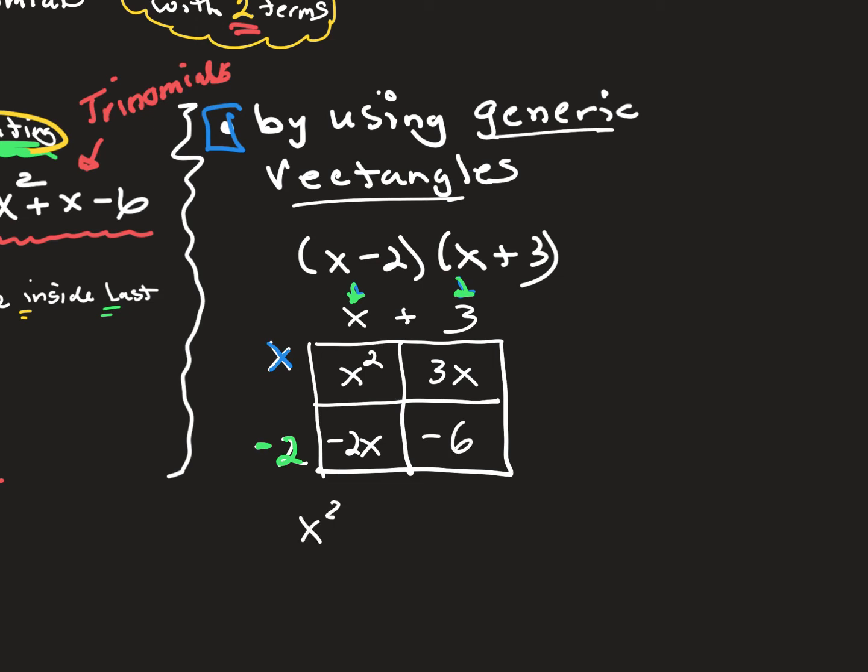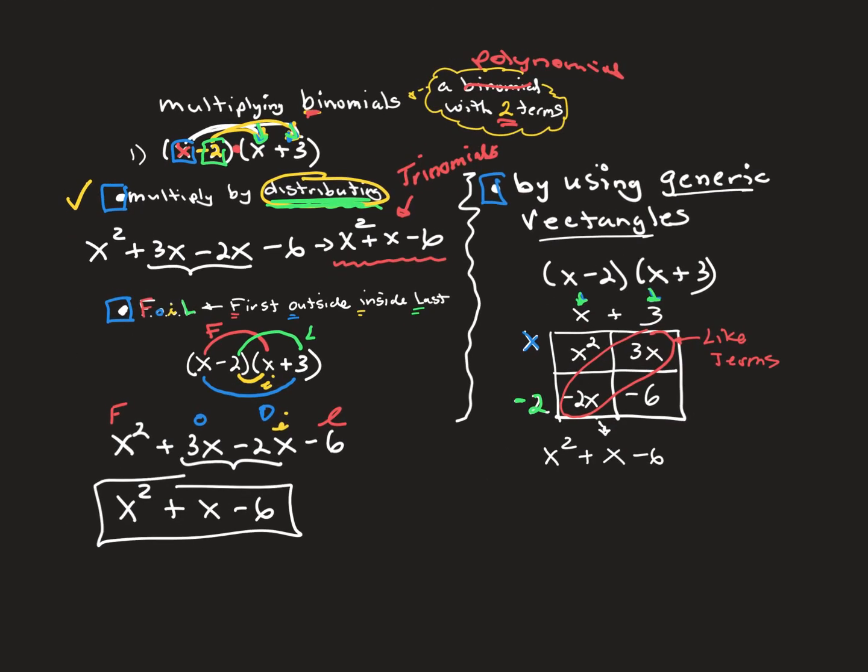So notice we have an x squared, but notice how these two terms both have plain old x's. So these are considered like terms, and we always combine like terms. So a positive 3x and a negative 2x is an x when you combine like terms. And then we have minus 6. So notice in each of those three different ways, you're really just distributing. And some people like to use generic rectangles. It's helpful. And then we like to use FOIL. So let's practice foiling and multiplying two binomials in the next slide.